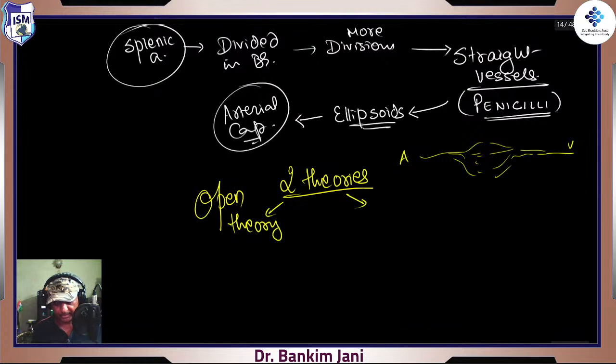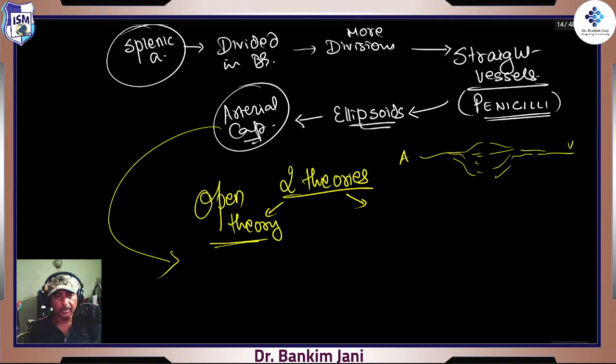In open theory, it tells that these capillaries, right? So why I'm writing again, when it is these capillaries, they open into like a swimming pool, right? They open into a pool, and name of that pool is red pulp. Red pulp. So straight away they will land into that and they will put their blood into that.